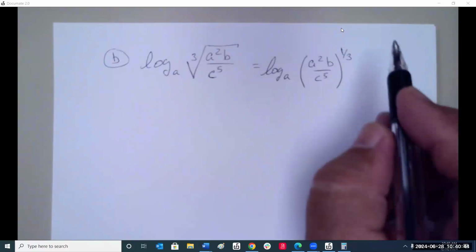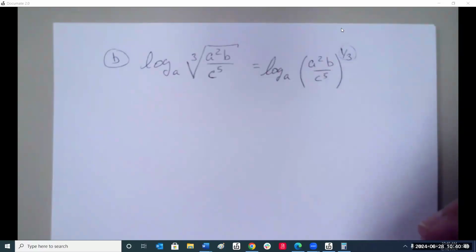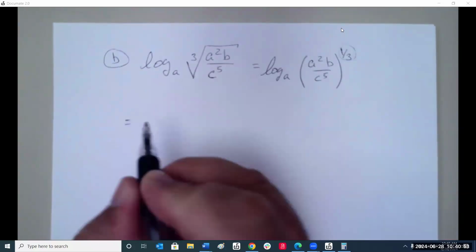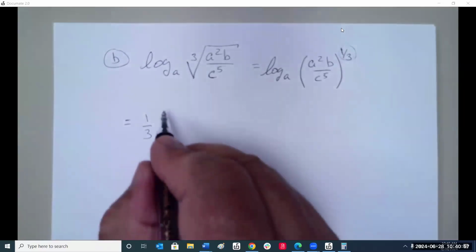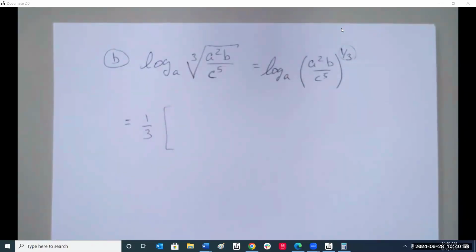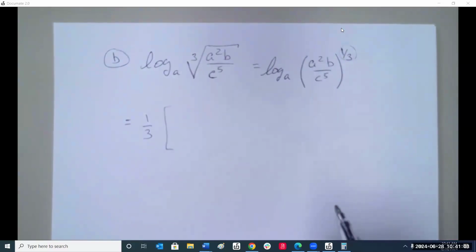No. Because what happened to this power? Okay, yeah. That would be the easiest. It goes in front of the whole thing. But then now, since this is over everything here, everything else goes inside there.